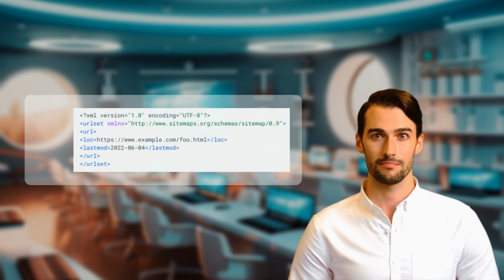An XML sitemap is a file that lists all of the pages on your website and their corresponding information, such as the page URL, last modified date, and frequency of change. Search engines use XML sitemaps to crawl and index your website more effectively.